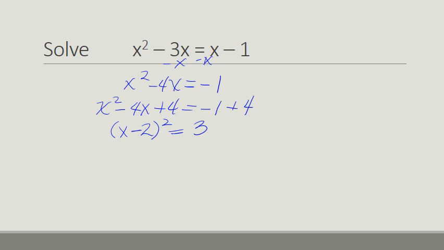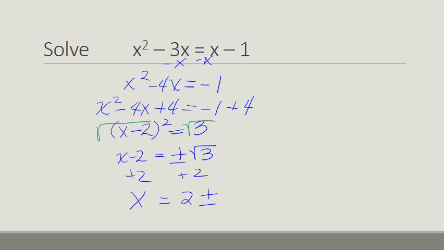And now I'm going to take the square root of both sides. So I'm going to get x minus 2 equals positive or negative root 3. And then I just add 2 to both sides. So I'm going to get x equals 2 plus or minus root 3. And there are my two solutions. 2 plus root 3 and 2 minus root 3.